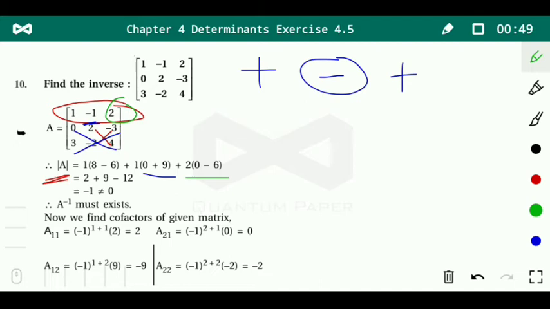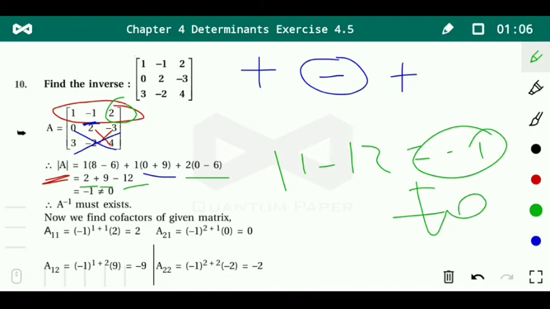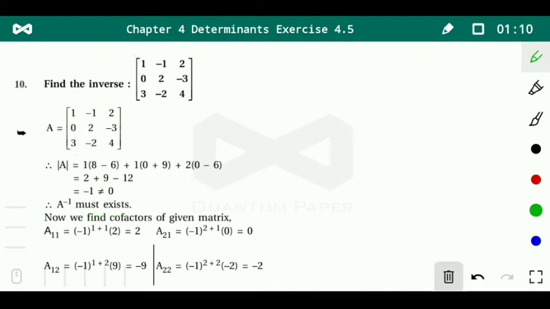So 8 minus 6 will be 2, 0 plus 9 is 9, and 0 minus 6 is minus 6. So here 2 ones are 2, 9 ones are 9, and 2 6s are 12. So 9 plus 2 is 11 minus 12. So our answer is minus 1, which does not equal 0. Therefore A inverse must exist. Okay, now we find the cofactors of the given matrix.